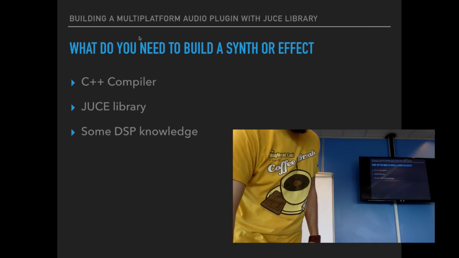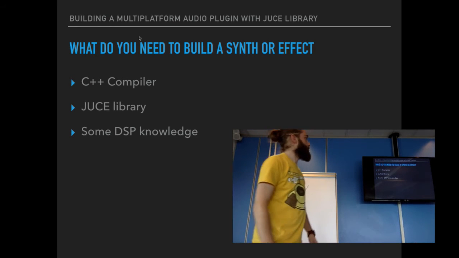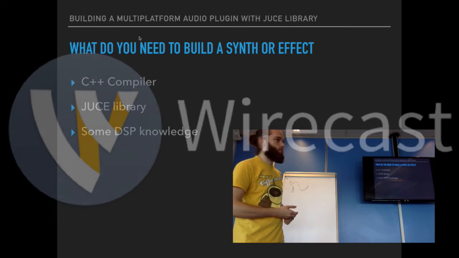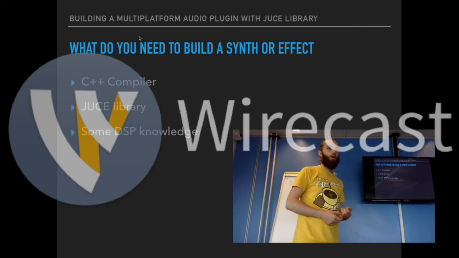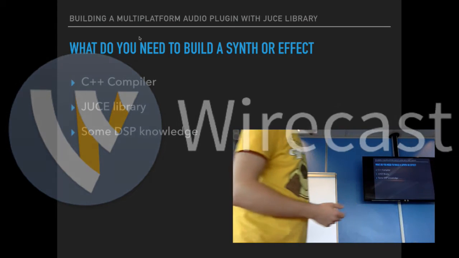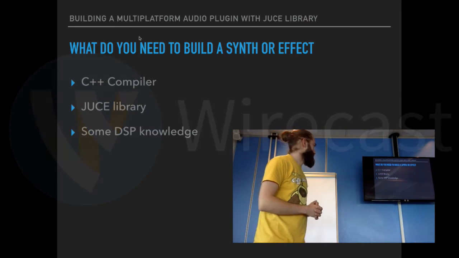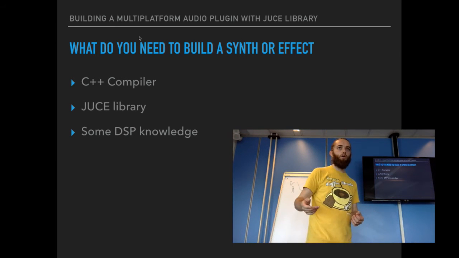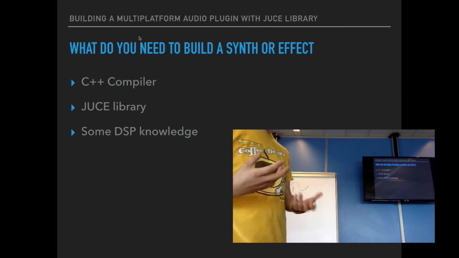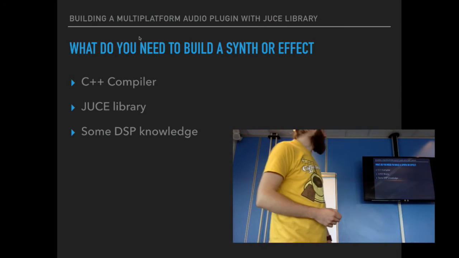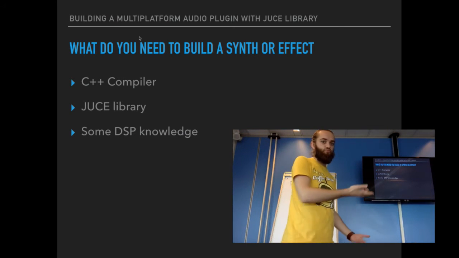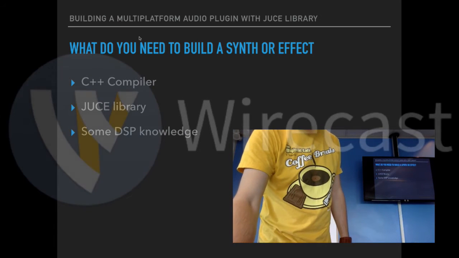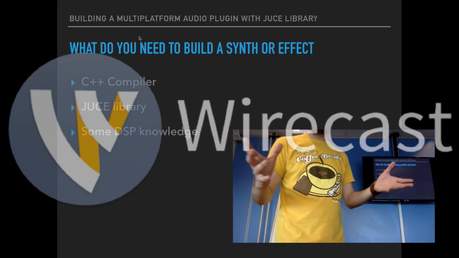That should be that. What do you need to build a synth or an effect? Not a long list. You need a C++ compiler. I would advise to use an IDE as well. You can download the JUCE library, which is free for open source. And if you want to make something open source, you can use it for free. And it would require some DSP knowledge, like the basic layout of FM synthesis, like I showed you before. Or just a general idea of what you want to make.